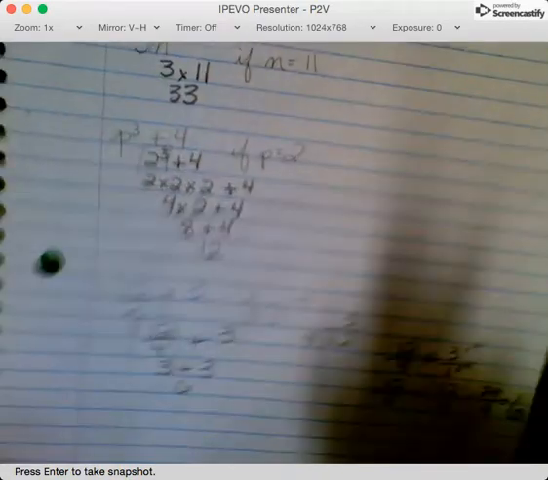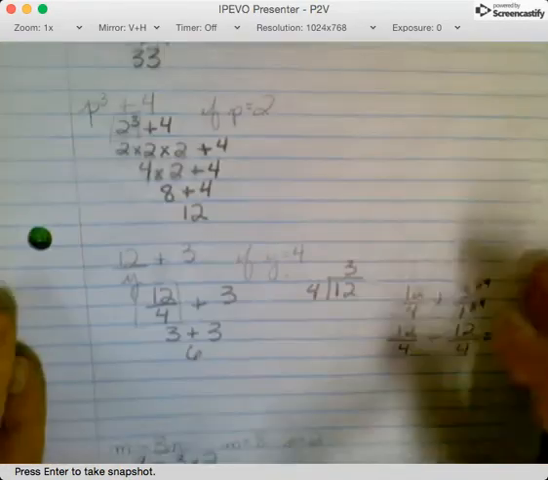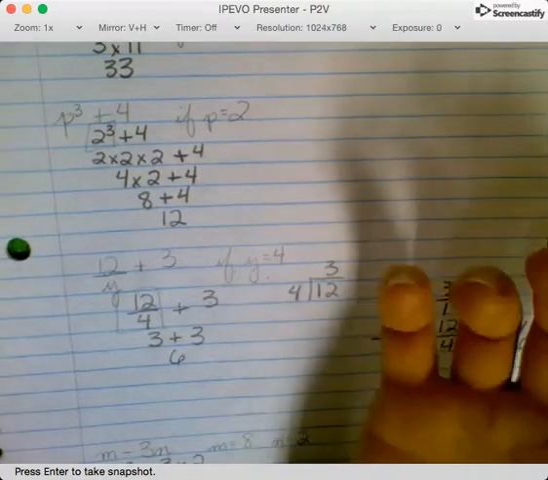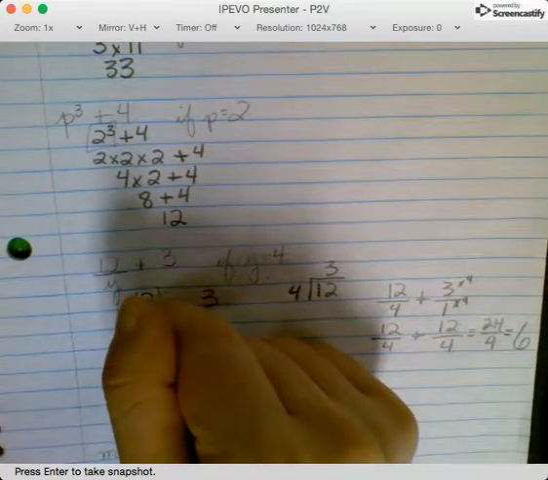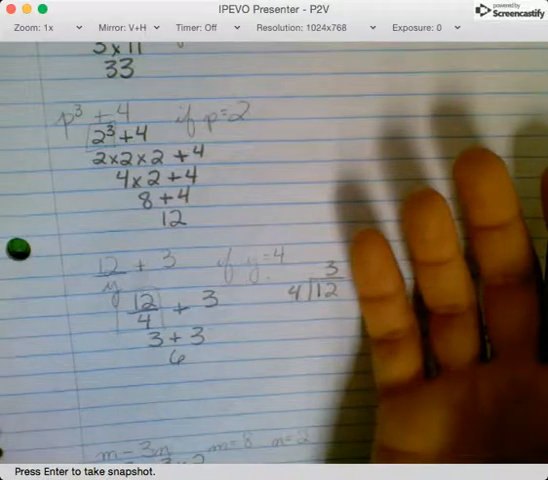Okay, so there's a few examples that would help you. Again, you just substitute in the values and then follow order of operations to solve.